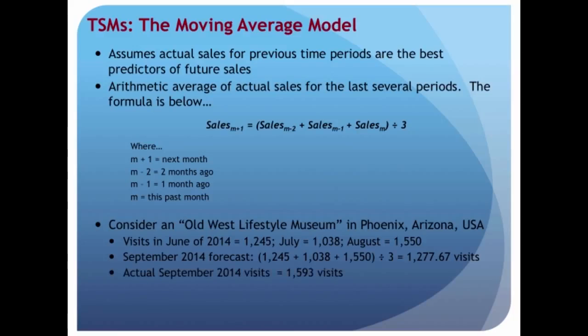Actual September 2014 visits turned out to be 1,593. The October 2014 forecast is computed as 1,038 plus 1,550 plus 1,593, all divided by 3, which equaled 1,393.67 visits. The student should carefully review the more detailed section on the moving average model in Chapter 6 of the course textbook, including explanation of terms, the approach of the model, and the figures illustrating its application and computation.